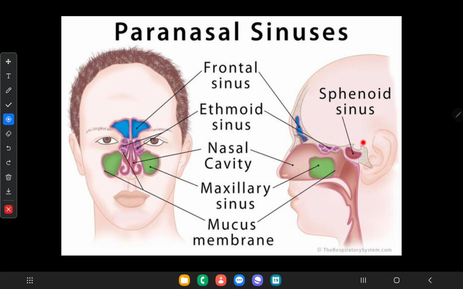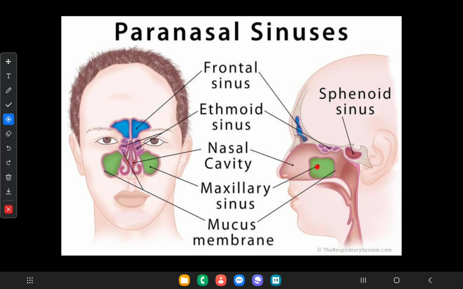Then the next type is the maxillary sinus, the fourth type. The maxillary sinus is the largest paranasal air sinus. Here you can see the green color one. These are the two maxillary sinuses. Here this one is the maxillary sinus. It has a capacity of 15 milliliters in adults.